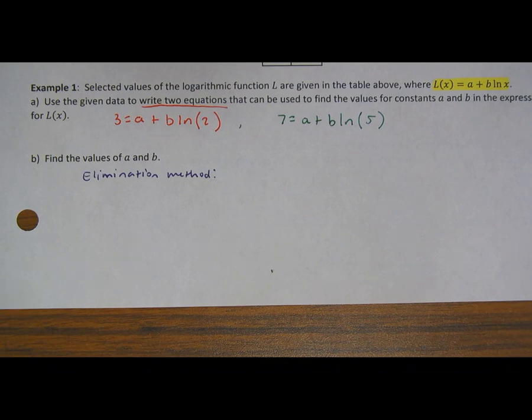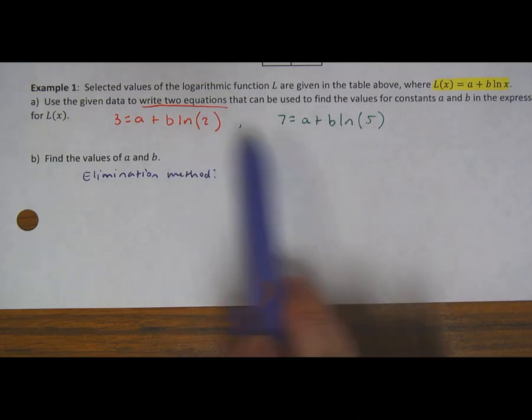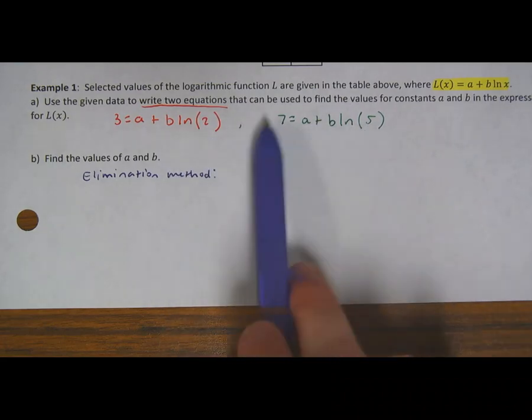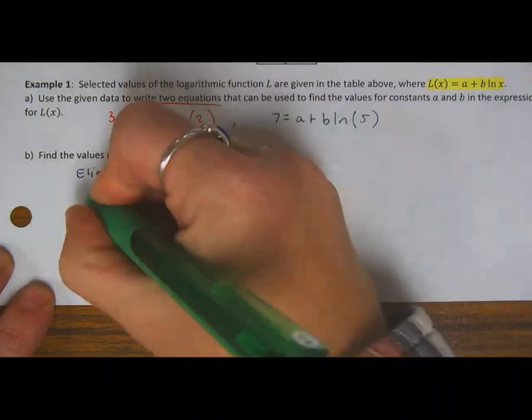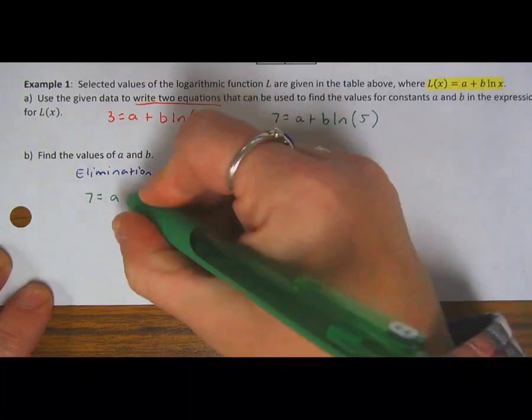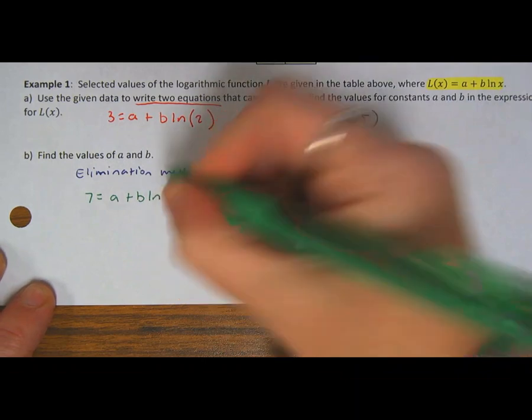Elimination is where we stack the two equations and we try to get some stuff to cancel out. I like to put, like, if I'm choosing the red or the green to put on top, I kind of like to put the larger number, like 7. I like to put that one on top. So I'm going to do this. I'm going to do 7 equals a plus b times natural log of 5.